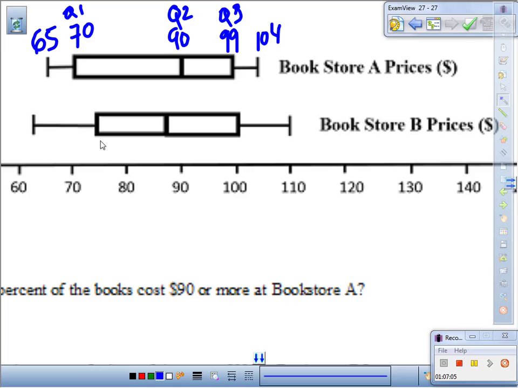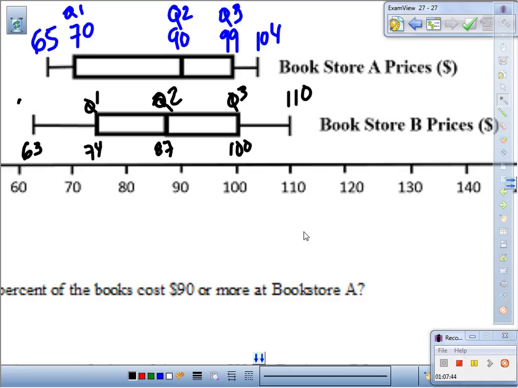All right, let's go to bookstore B. What is the minimum? 63. That's the minimum. Well, how about Q1? 74. Q1. 87. Q2. 100, Q3, and maximum 110. All right?